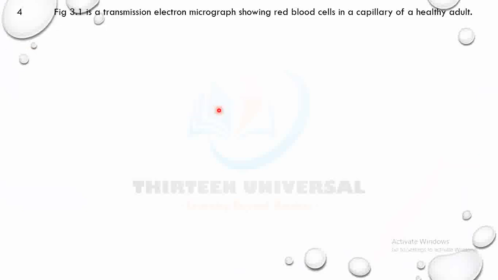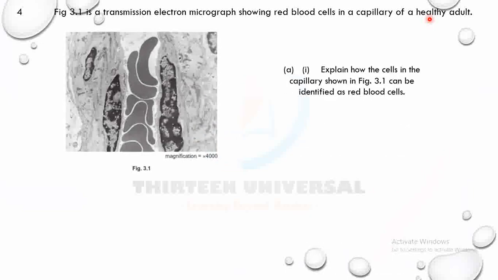Just one mark. Fig 3.1 is a transmission electron micrograph showing red blood cells in capillary of healthy adults. Yeah, this is red blood cell. Explain how the cells in the capillary shown in figure 3.1 can be identified as red blood cells. So pause the video and try. How is it identified as red blood cell? It's simple, but try it.